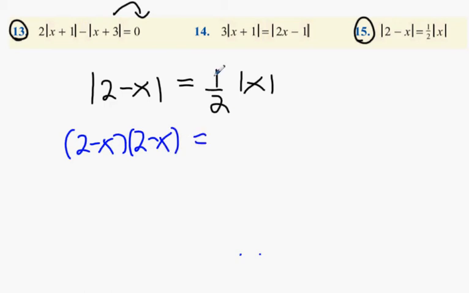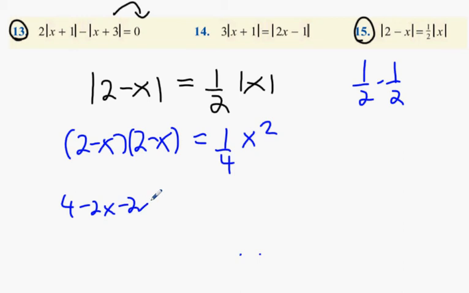And then on the outside, a half by a half. A quarter. You can check the calculator on that. A half by a half. 1 by 1 is 1. 2 by 2 is 4. And x squared, yeah? Multiply out. 4 minus 2x minus another 2x plus an x squared equals a quarter x squared.